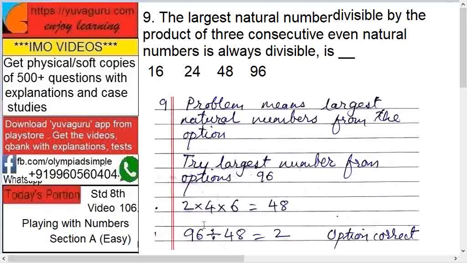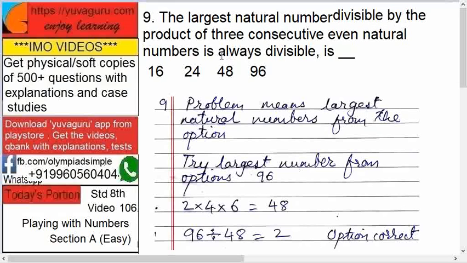So what can be the options? Let's try three even natural numbers. Let's try the simpler numbers. 2 into 4 into 6, right? Even natural numbers, consecutive, right? So that is 48. 96 is divisible by 48. Yes, it is. So the answer is 2. So that's why 96 is the correct option.